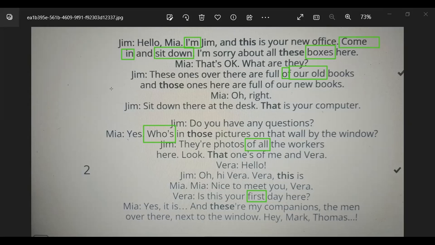And Vera. Hello. Oh, hi, Vera. Vera, this is Mia. Nice to meet you, Vera. Vera, is this your first day here? Yes, it is. And these are my companions, men over there next to windows. Hey, Mark, Thomas.